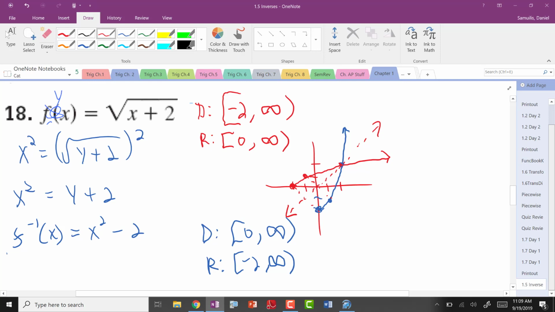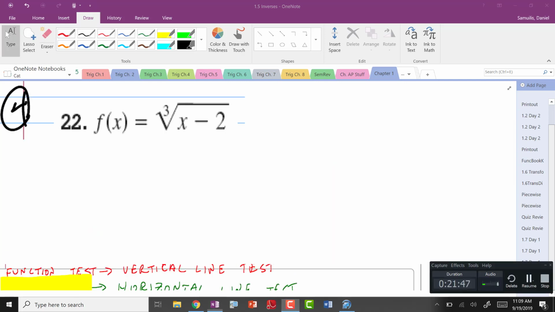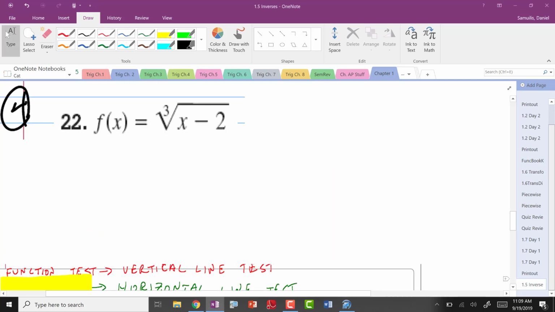Right? And then this. Okay, you don't like that sound? All right. This is not in your function book. This is not one of the common functions. But I'm still going to graph it.